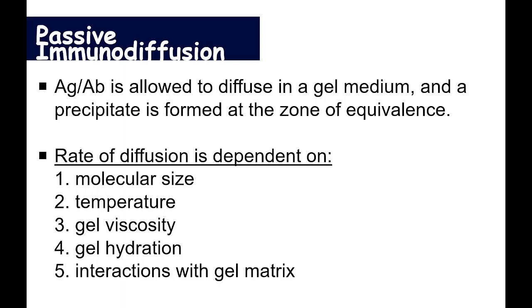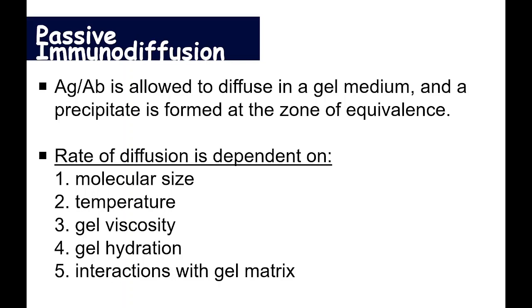Next is temperature. This also has a connection with the antibody class that we are dealing with in the test system. For IgG, we have to incubate the gel medium at 37 degrees Celsius to allow optimum reaction between antigens and antibodies. While for IgM, reaction can be observed at temperatures ranging from 4 degrees Celsius up to 27 degrees Celsius.